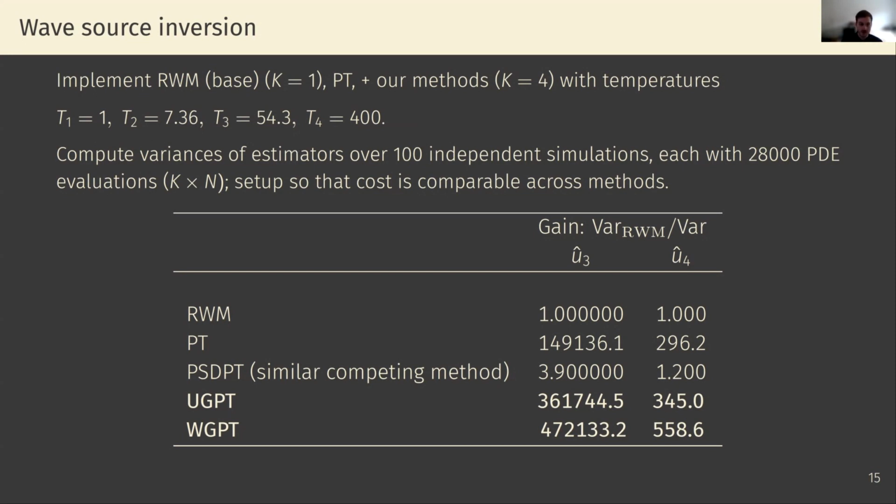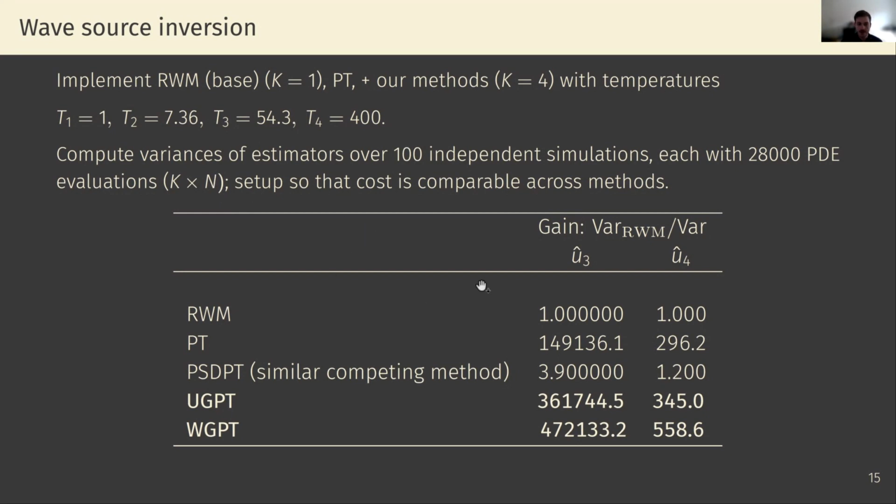So this is the expected value of the source over 100 independent simulations, each with about 2,800 PDE evaluations given by K times N. And the way that we choose to do this, K times N, is so that the cost is comparable across all methods, right? So for example, for the Random Walk Metropolis, where K equals 1, we do it with 2,800 evaluations. Meanwhile, in the case of parallel tempering and our algorithms, we do it for 4 chains, each having 7,000 samples.